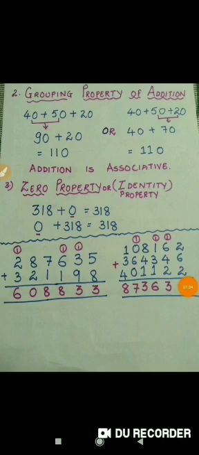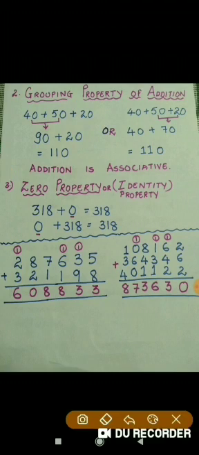Second property is grouping property or associative property. Let us add 40, 50 and 20. Now we will add first 40 and 50. When we add 40 and 50, we get the sum 90. Now add 20 to it. We will get the final answer 110.